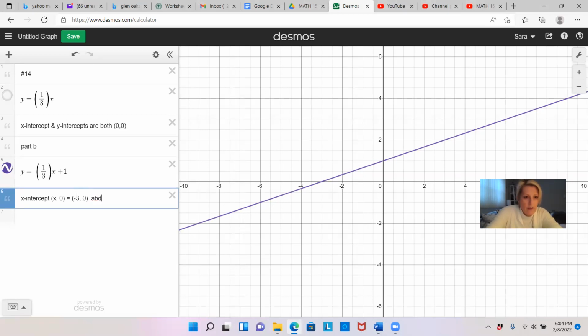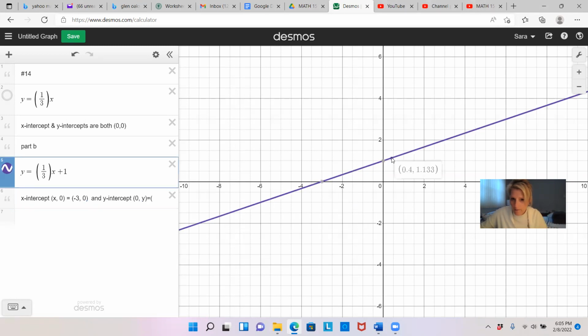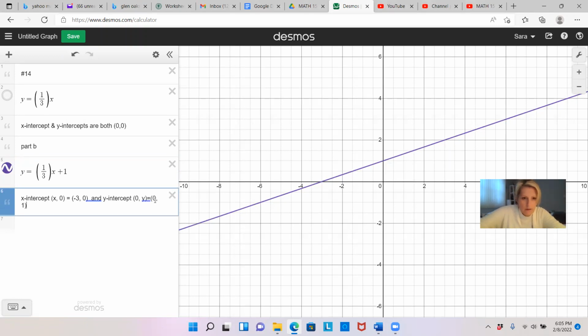And the y-intercept is the y value when x is 0. So that means when x is 0, we go up to the y value. And again, if we click on the line, it will give us gray points, and if you hover over it, it will give you the point. Does everybody see that? 0, 1 is the y-intercept. Okay.